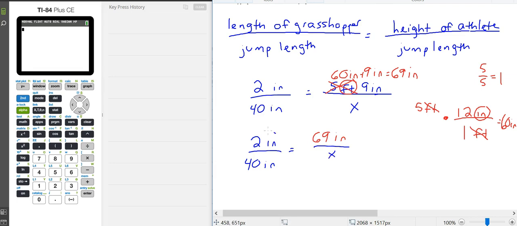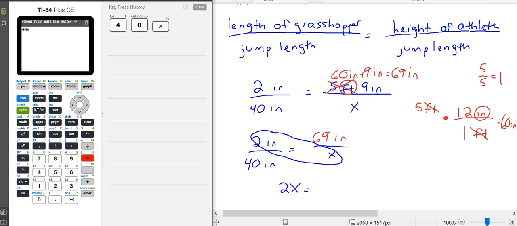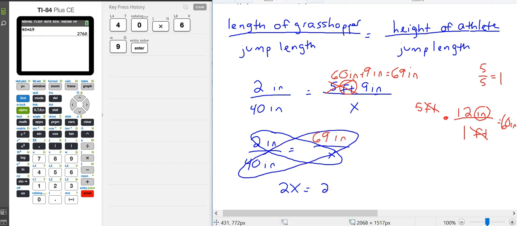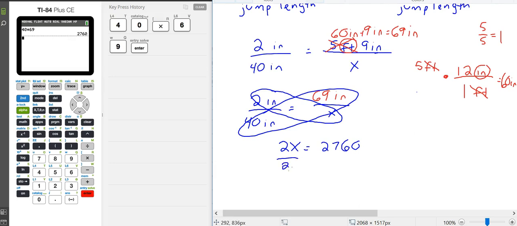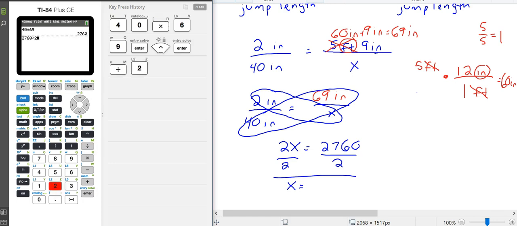Now we're going to cross multiply. 2 times x is 2x. 40 times 69 is 2760. And divide by 2 and divide by 2. X is equal to 2760 divided by 2, which is 1380. So each of the athlete's jumps can cover a distance of 1380 inches.